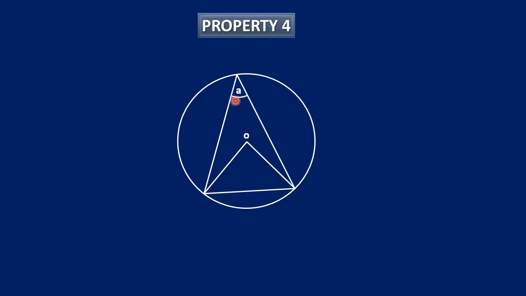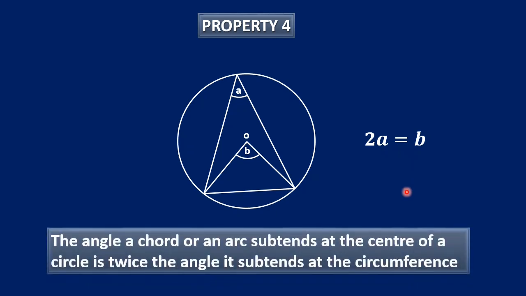Let's label this angle A and this angle B. Now with our protractor, let's measure angle A and angle B and then compare them. If after comparing, you notice that twice angle A will give you angle B, then you are right. And that brings us to our fourth property, which says that the angle a chord or an arc subtends at the center of a circle is twice the angle it subtends at the circumference.